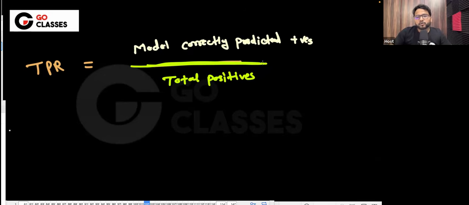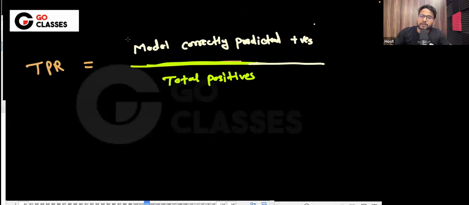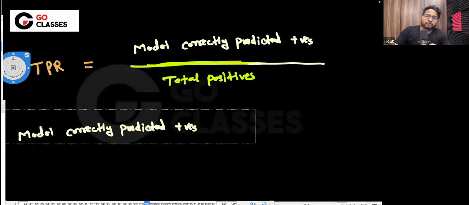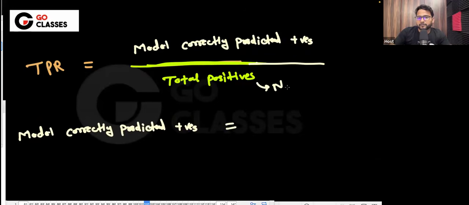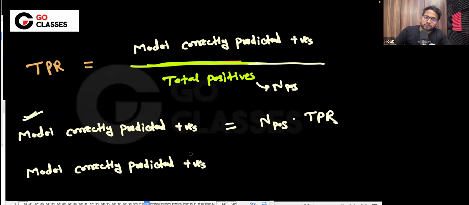Okay. To find out the accuracy, you need to know how many the model correctly predicted positives plus how many the model correctly predicted negatives, right? Currently we know how many the model correctly predicted positives: this number is N_positive into TPR. Okay, this is what you know, but you also have to calculate how many the model correctly predicted negatives.